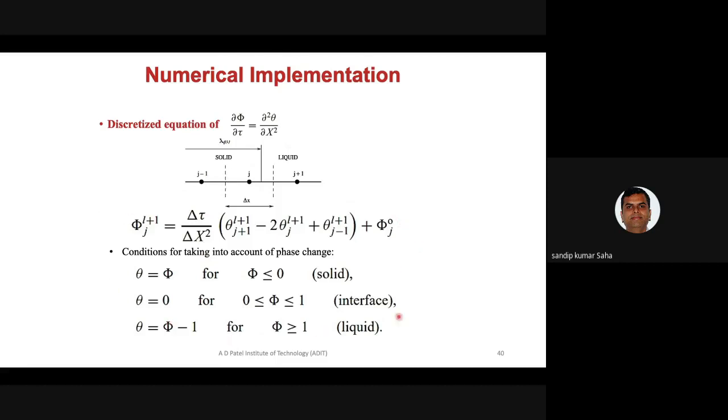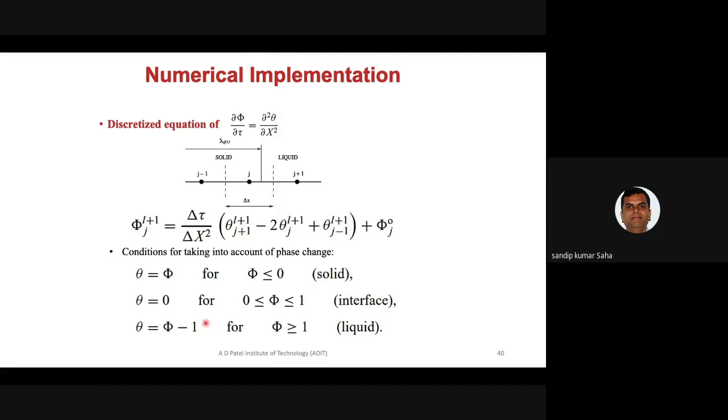And as I told you, when the interface, when the melting will occur, I have to set this condition, and when solid will happen, then I have to set this equation expression, and similarly during liquid I will get this expression. So using this expression you can solve this problem for the one-dimensional case. This is the first step towards that.